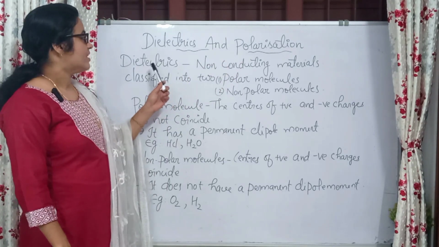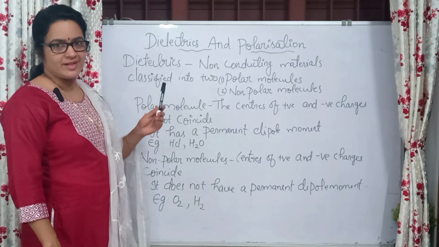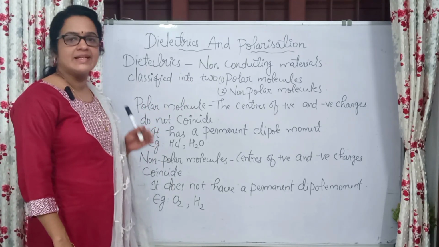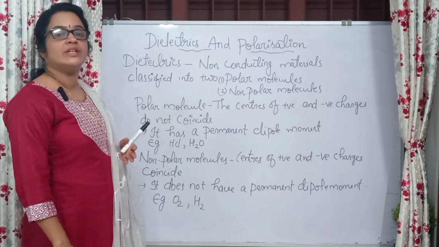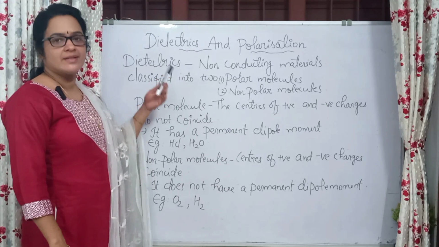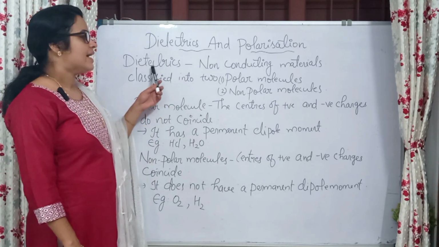So what are dielectrics? Dielectrics are actually insulators. That means they are non-conducting materials. They will not conduct electricity, but they will allow the electric field to pass through. Some insulators like paper, mica or air are all dielectrics.